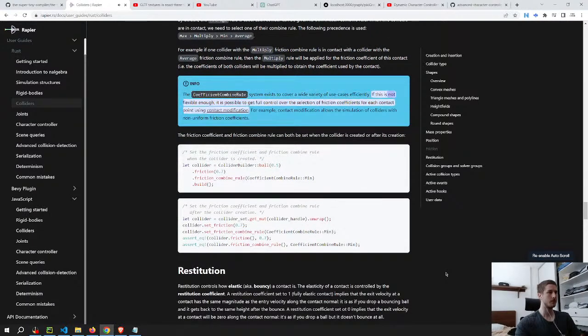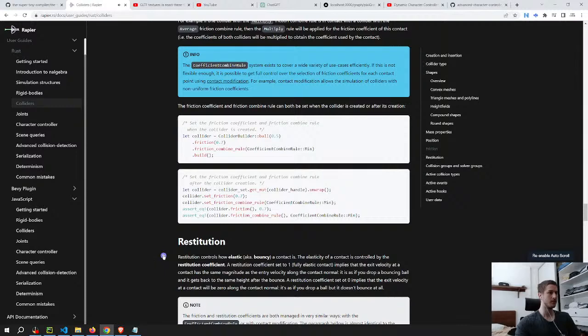The coefficient combine rule system exists to cover a wide variety of use cases efficiently. If this is not flexible enough, it is possible to get full control of the selection of friction coefficients for each contact point using contact modification. For example, contact modification allows the simulation of colliders with non-uniform friction coefficients. The friction coefficient and friction combine rule can both be set when the collider is created or after its creation.